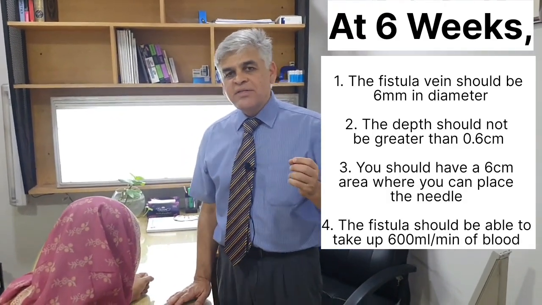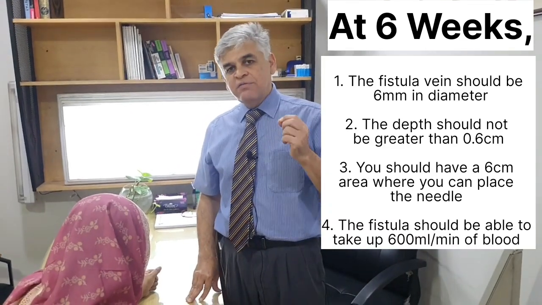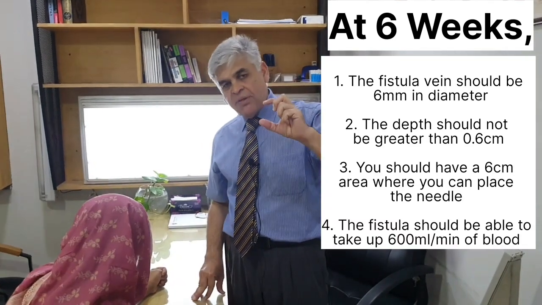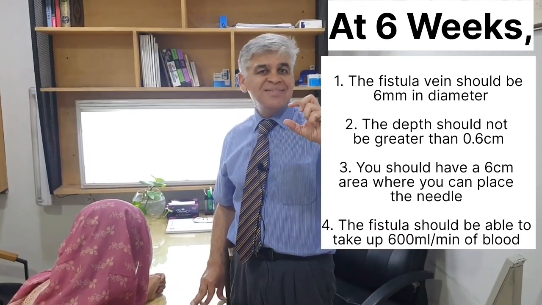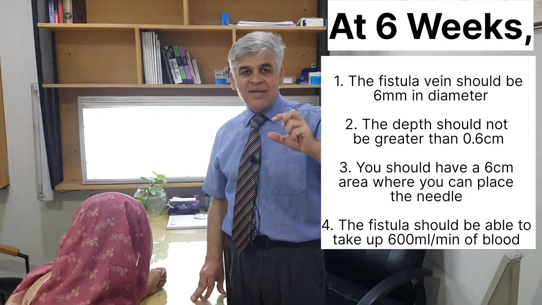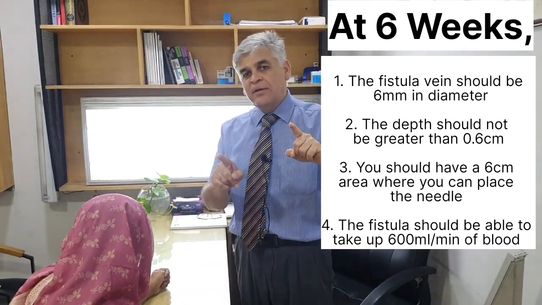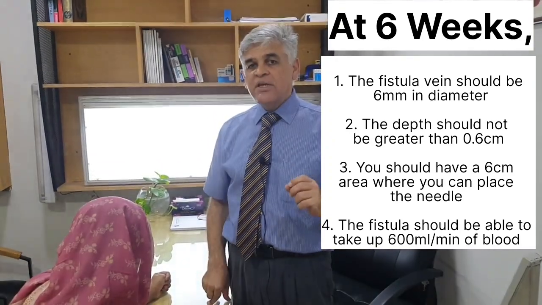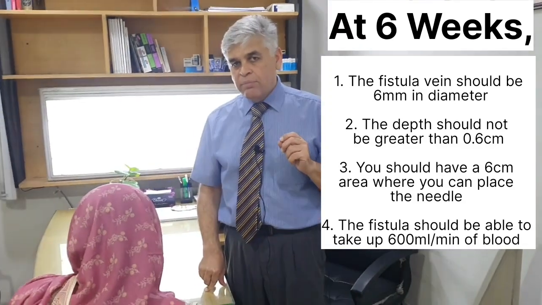While we are talking on the subject of fistulas, just for your knowledge, there is a rule of 6 when you have an AV fistula. The rule of 6 says that at 6 weeks, the fistula vein should be 6 millimeters in diameter. The depth should not be greater than 0.6 centimeters. You should have a 6 centimeter area where you can place 2 needles, and the fistula should be able to take up 600 ml per minute of blood flow.